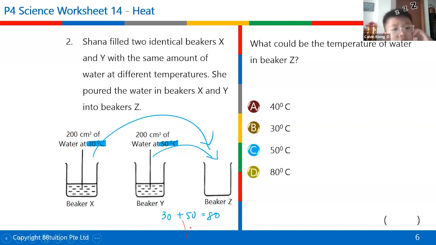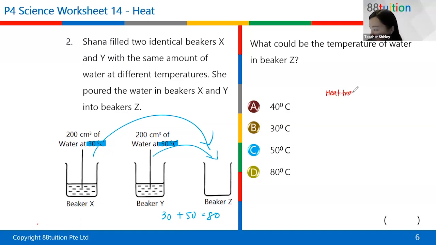Between 30 and 50. Yes, it must be between 30 and 50 because the thing is, it's like the average temperature. Why do I say that it's the average? It is because heat always travels. The concept behind it is that heat travels from a hotter to colder region. It's always from hotter to colder, no other way, okay, or even objects.